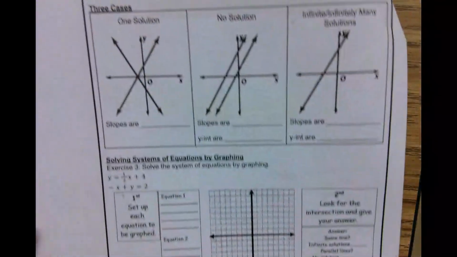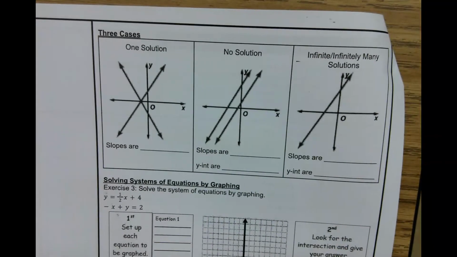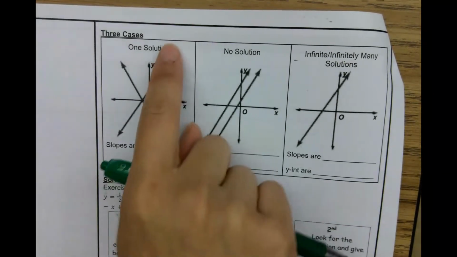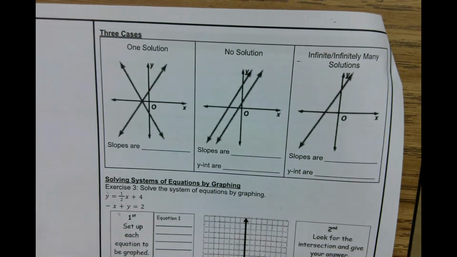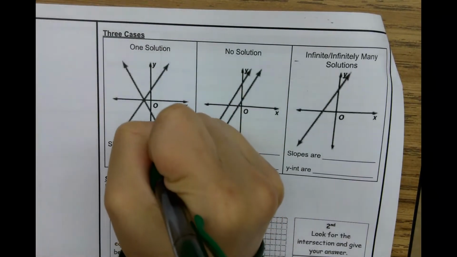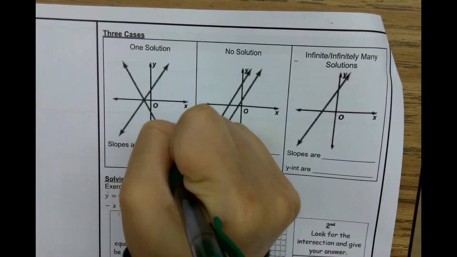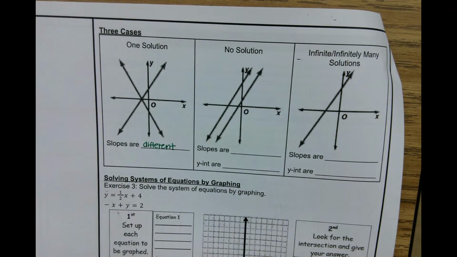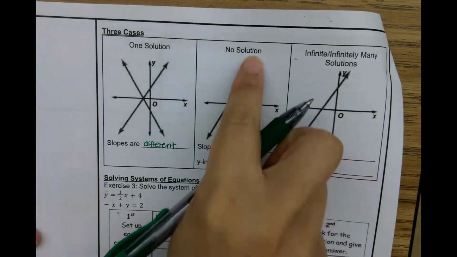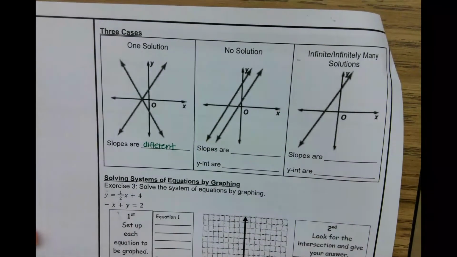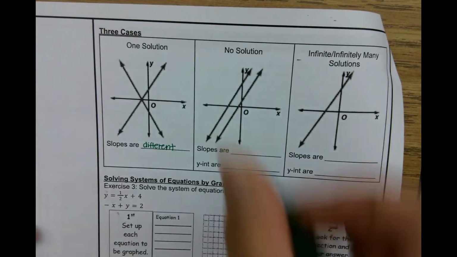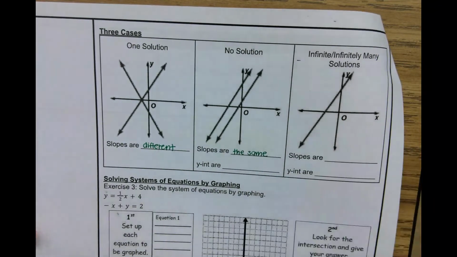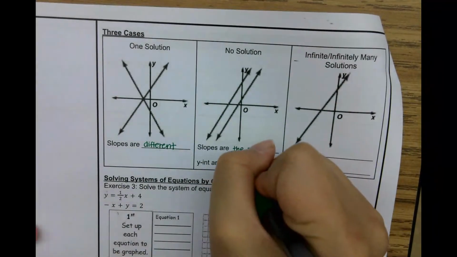So when we're talking about systems, there are 3 cases. Okay, the first case is that there is one solution, like we saw, where our graph touches in one place. Okay? We know that we have one solution when our slopes are different. Okay? So when our slopes are different, we have one solution. Okay? We end up having no solution, okay, when our graphs are parallel to each other. And what that means is that our slopes are the same. Okay? That's what makes lines parallel, when the slopes are the same and the y-intercepts are different.